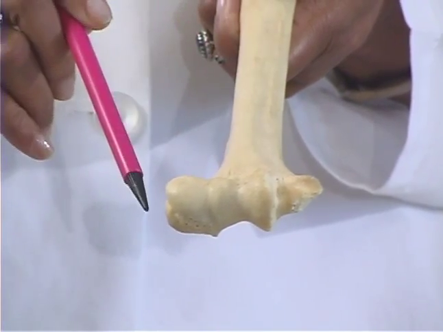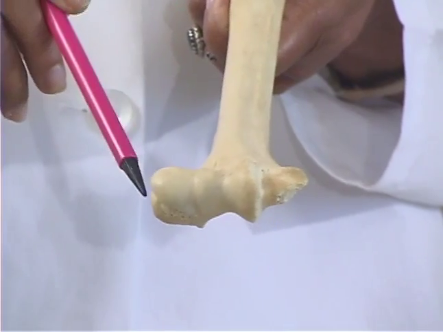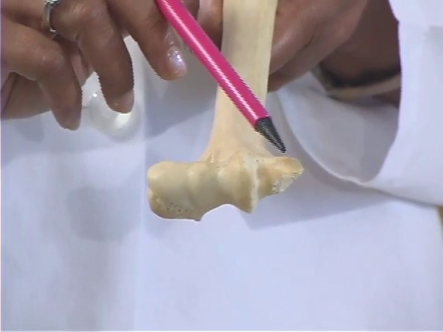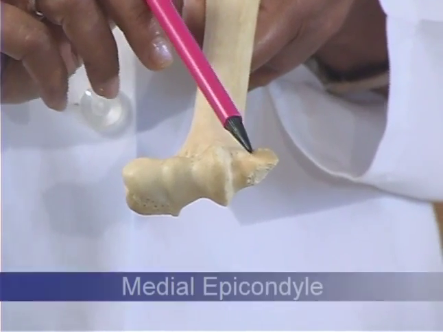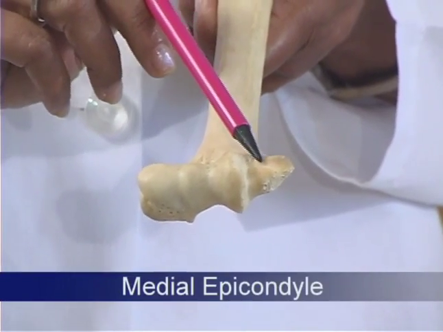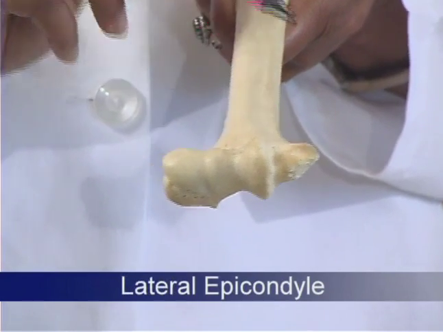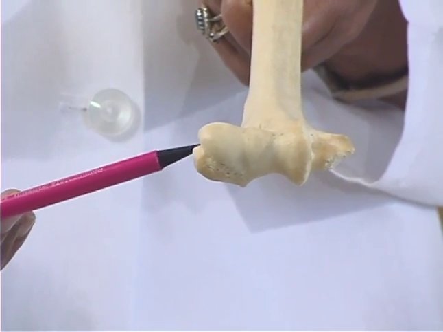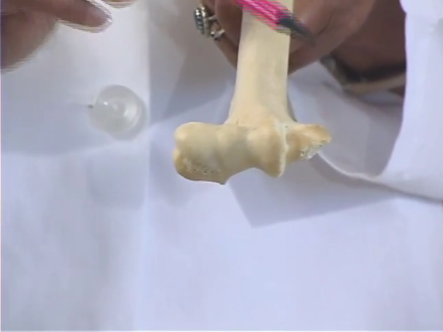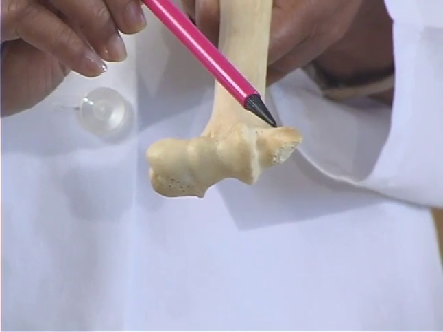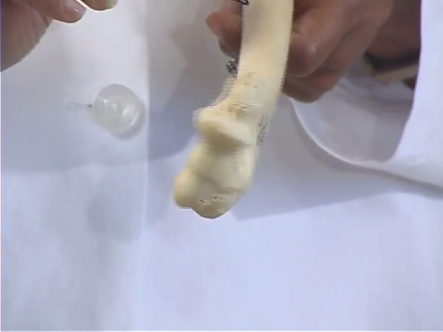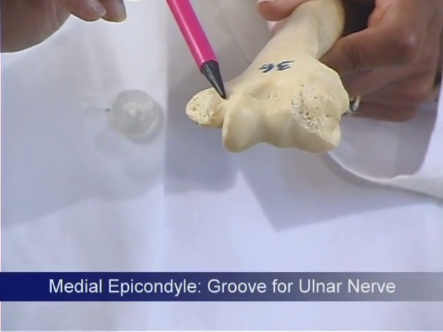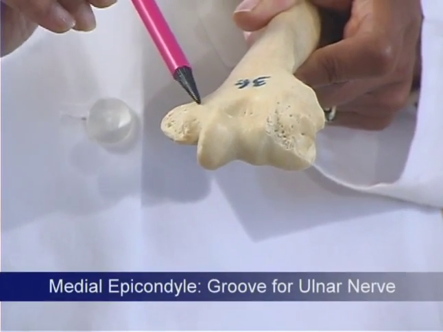On each side, we see two bumps, condyles. Condylus in Greek means bumps. The medial epicondyle is very prominent, and the lateral epicondyle is a smaller projection here. The medial epicondyle is clinically very important because on the posterior aspect there is a groove here. This groove contains the ulnar nerve.